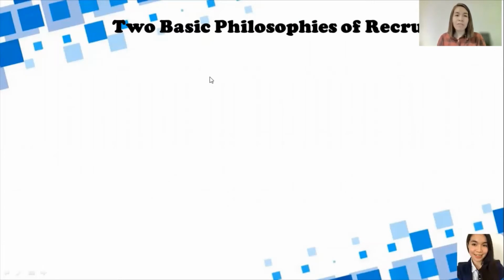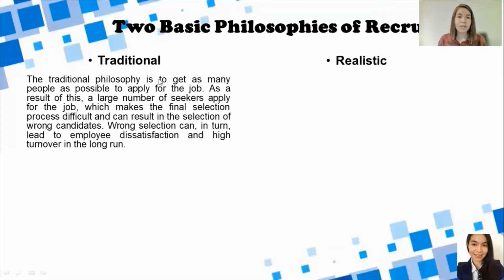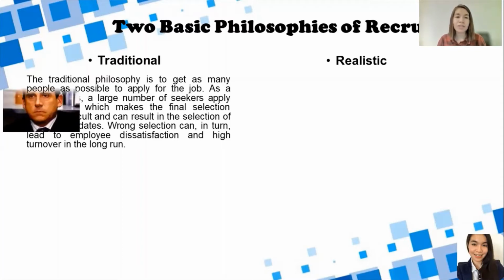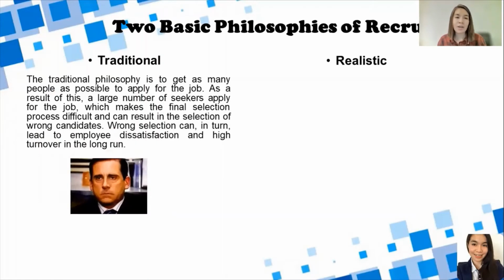So now we have here two basic philosophies of recruitment. First is the traditional and the realistic. For the traditional, it is to get as many people as possible to apply for the job. As a result of this, a large number of seekers apply for the job, which makes the final selection process difficult and can result in the selection of wrong candidates. Wrong selection can in turn lead to employee dissatisfaction and high turnover in the long run.